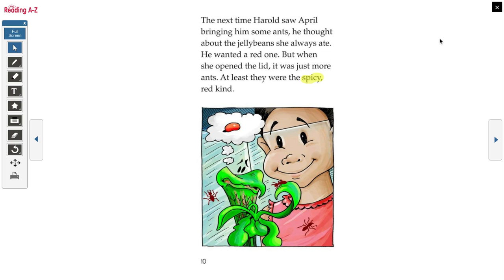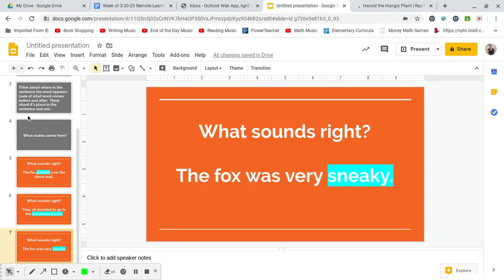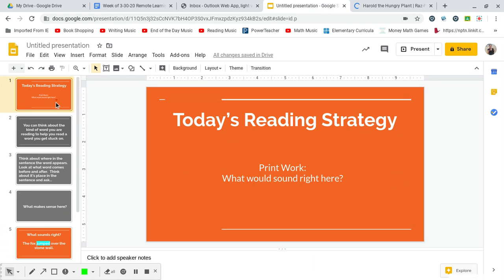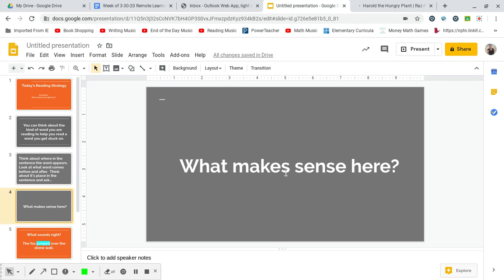When you are reading today, whether you're using a book from home, whether you're using Get Epic, or you're on Reading A to Z, if you get stuck on a word, remember our strategy, and remember that you can always ask yourself, what makes sense here? What sounds right? What word would fit here?